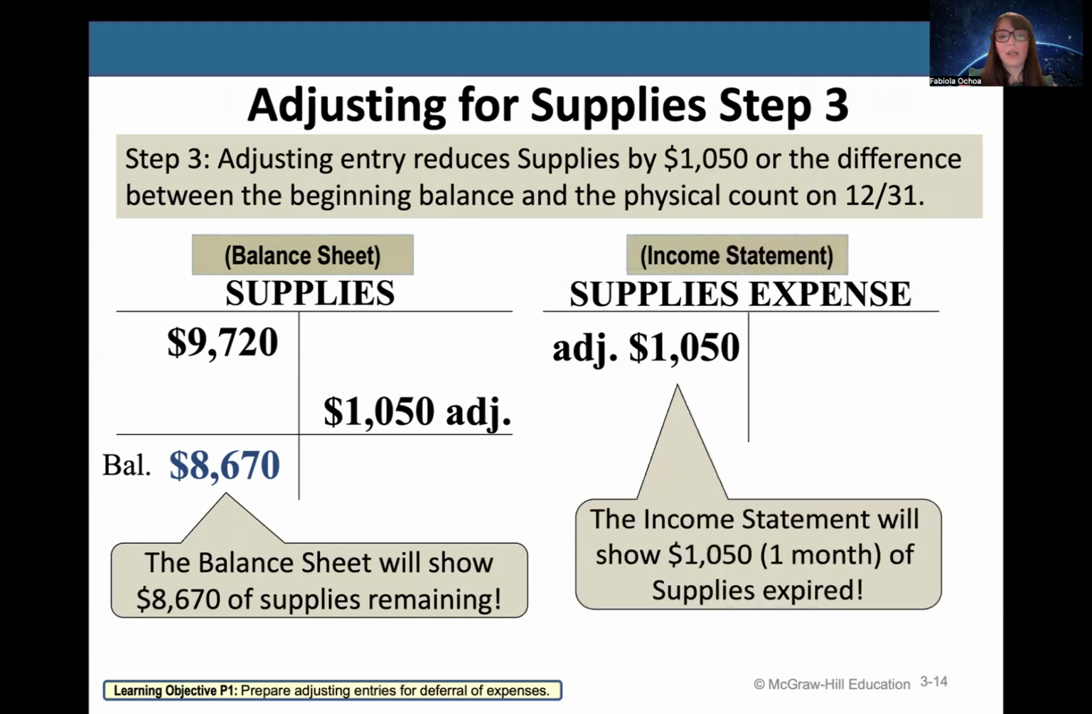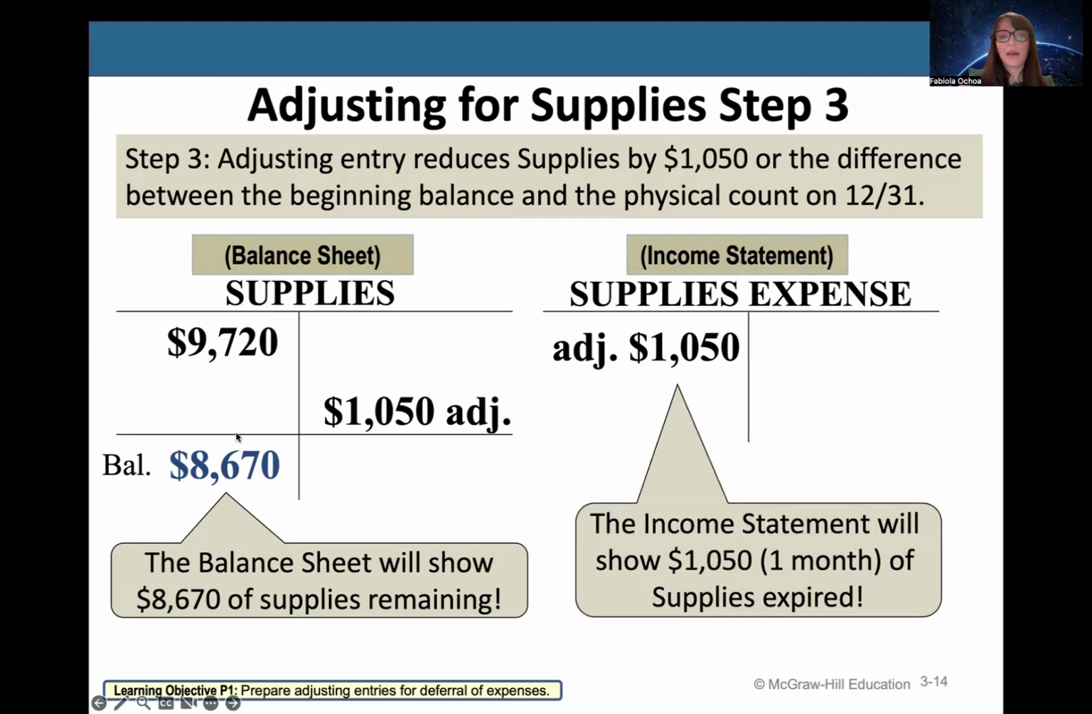So after our adjustment, we have only $8,670 of supplies remaining, the amount from step two. The income statement will show $1,050 worth of supplies expense.